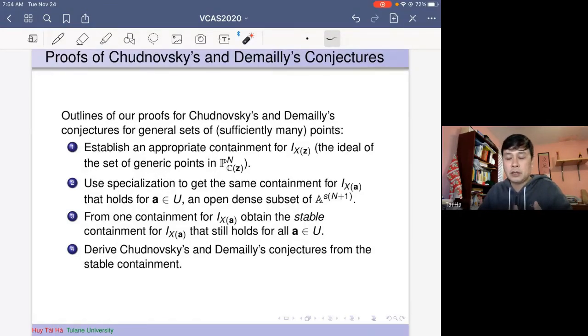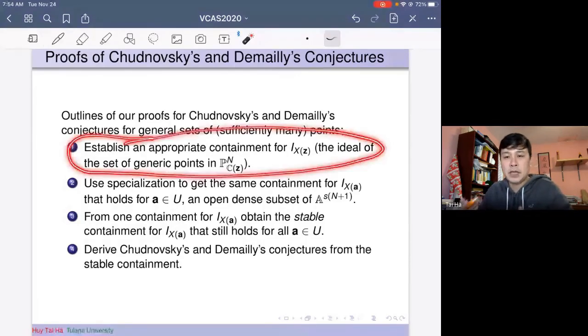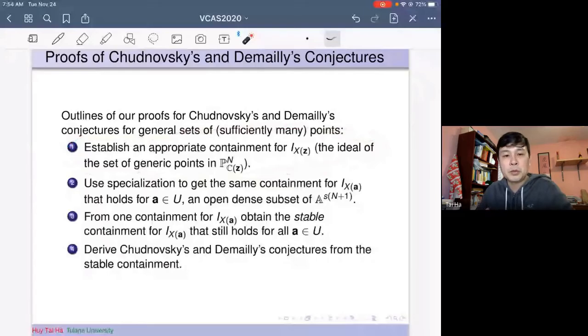Now, we have a bound on the number of points, and that comes exactly in the first step, when we have to establish one appropriate containment for the generic set of points. Unfortunately, there are some combinatorial arguments that we do, and that counting argument needs the number of points to be large.